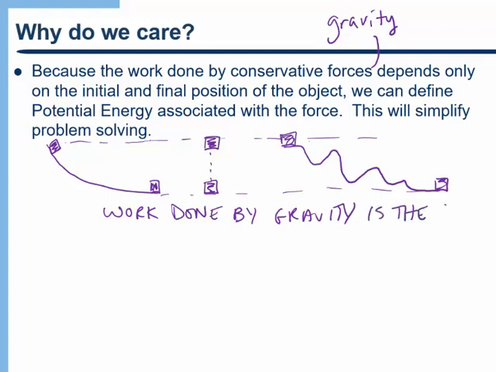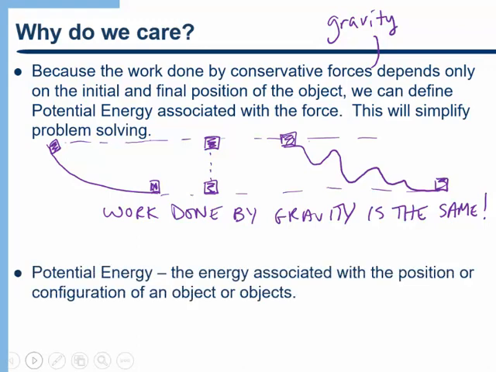So that's what we've learned, that we really don't have to do some complicated calculation to find the work done by gravity in those situations. All we need to know is the initial height and the final height. So in terms of what we do with that information, what we actually do is we define something new called potential energy. And the potential energy of an object is simply associated with the position or configuration of the object. So let's see how that works.